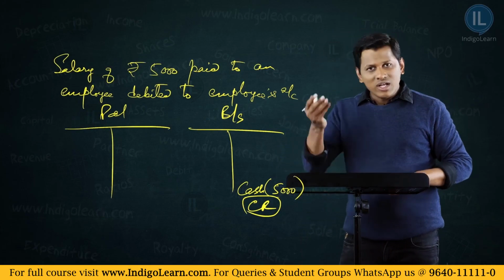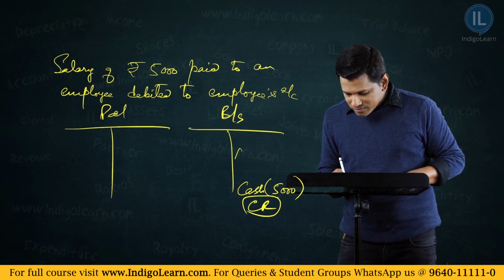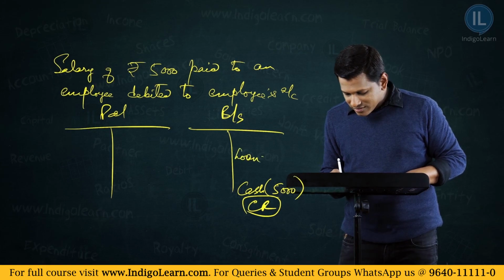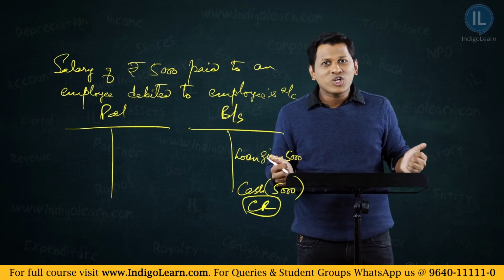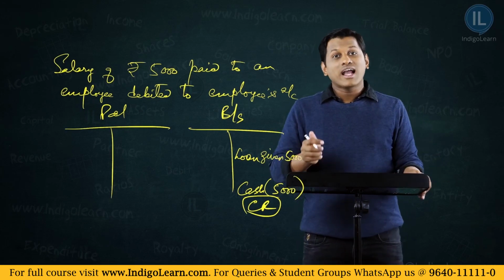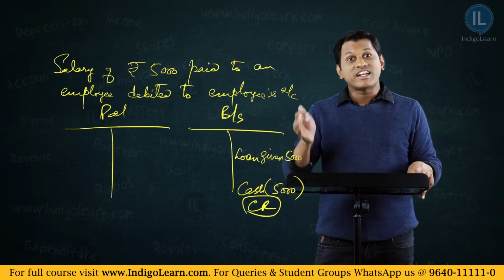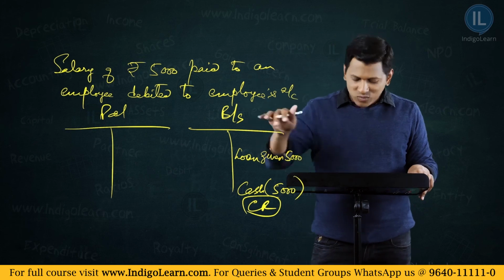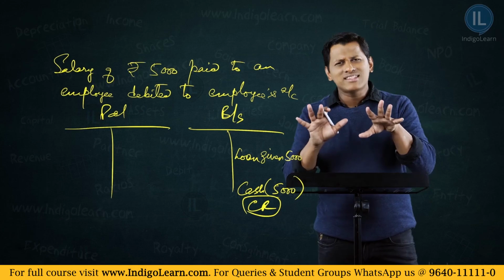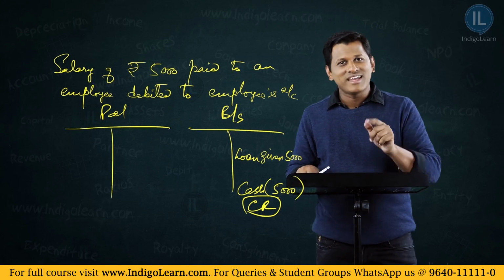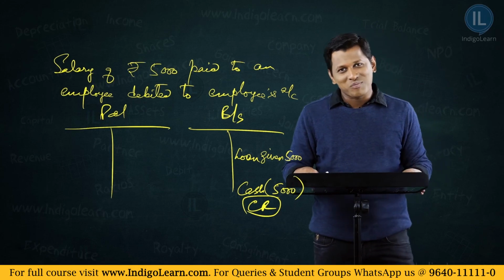Record it where? I would have said, loan given, 5,000. But tell me, is this a loan given? No, it's not a loan given. What is this? Salary. The company paid salary but recorded it as if a loan was given to this particular employee. See friends, unless a loan was given, there is no reason why that employee's personal account would have been debited.